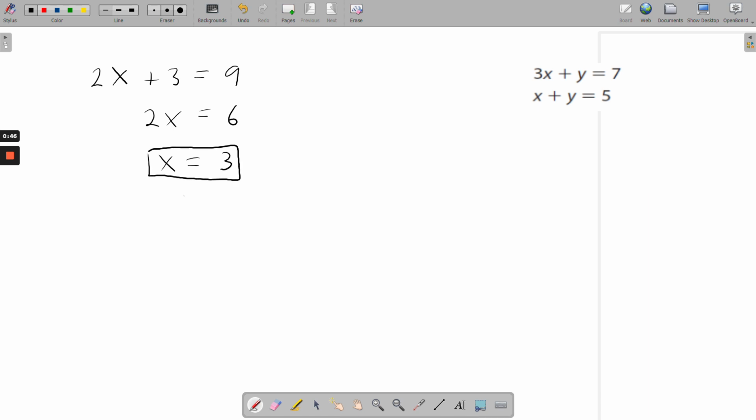So that's going to make sense, because if we take x is equal to 3 and we put it in here, you get 2 times 3 is 6. So 6 plus 3 is equal to 9. So there's only one solution for this. But in here, we're going to try and find something that satisfies two different equations.